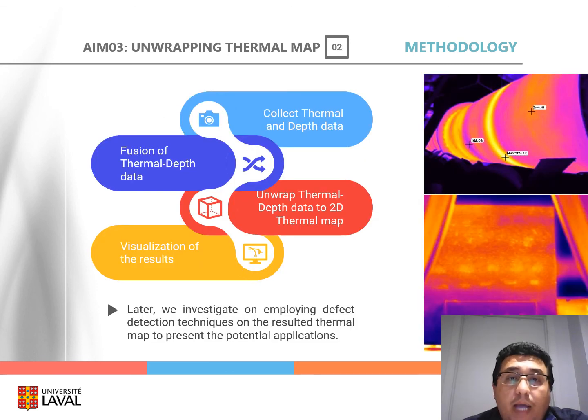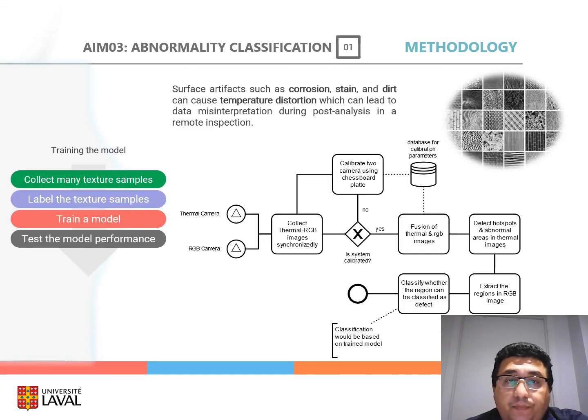How do we want to do that? First, we want to collect thermal and depth data. Then we fuse these two types of data to create the 3D thermal model. And then we unwrap the 3D thermal model using UV unwrapping or surface flattening approaches in order to create the 2D thermal map. And then we also visualize the result.